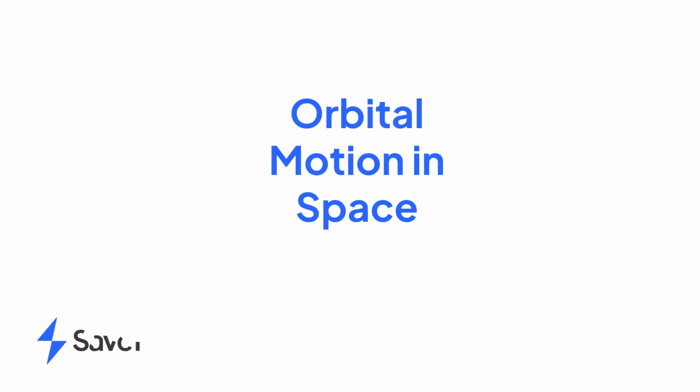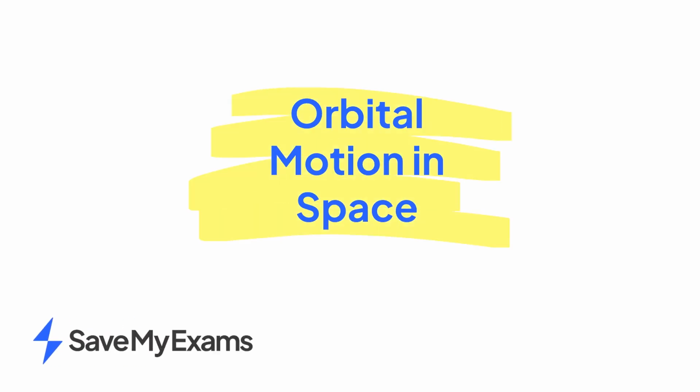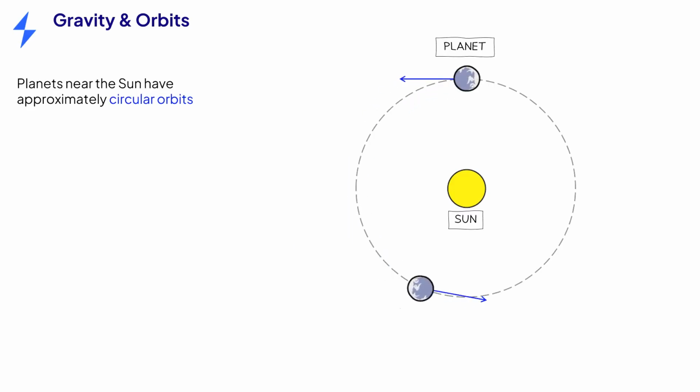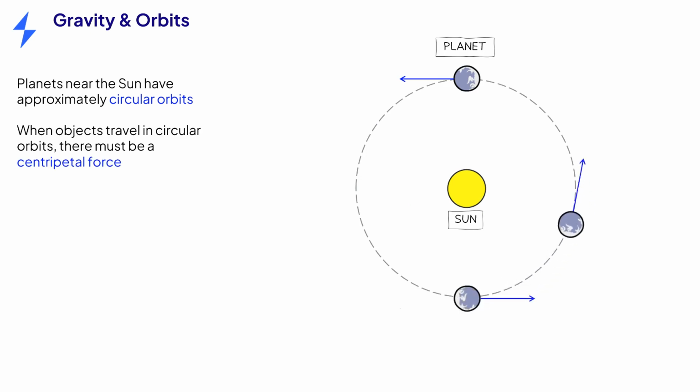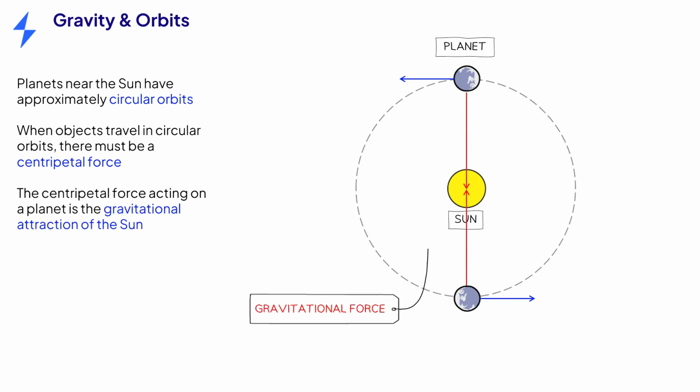This video is about the orbital motion of the objects in the solar system. The planets in the solar system orbit around the Sun in nearly circular paths. In order to maintain these circular paths, there has to be a force keeping them in orbit. This is called a centripetal force. The centripetal force that keeps the planets in orbit is the gravitational attraction of the Sun.